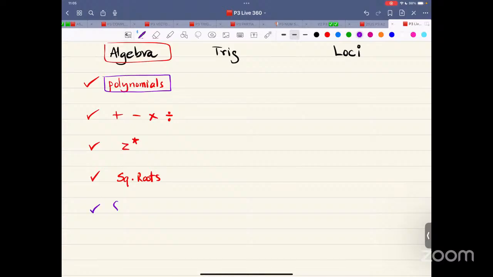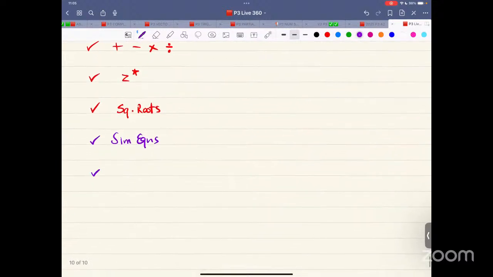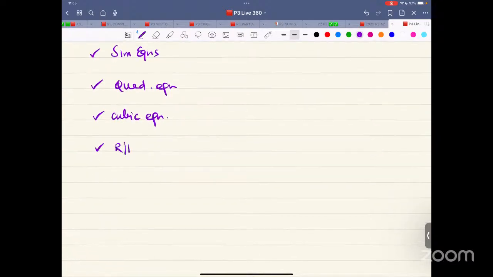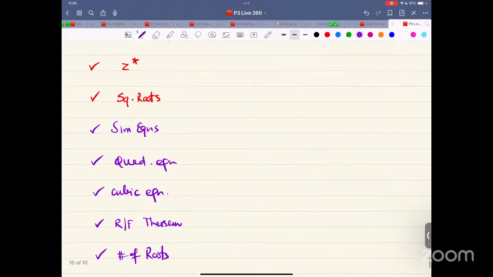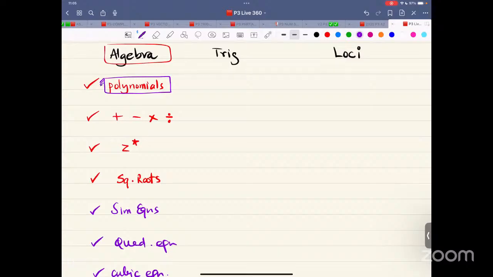Yes, based upon polynomials, there are also simultaneous equations. And the same thing with polynomials, that is about solving a quadratic equation, solving a cubic equation. So that's all about polynomials. It's about the remainder and factor theorem. It's about solving inequalities, number of roots, something like that. So the most important thing over here is polynomials.